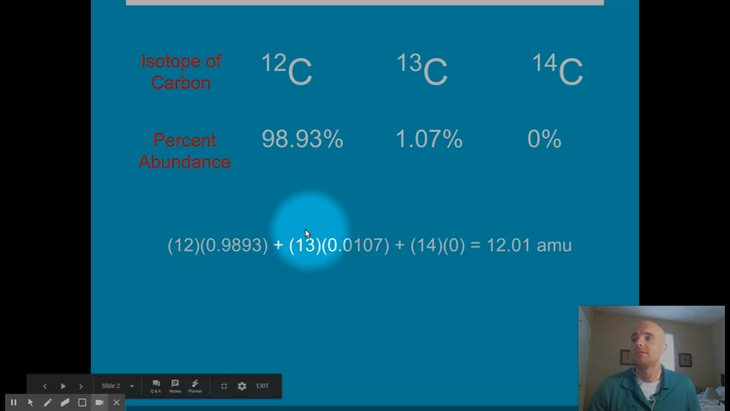And then I added my next term, which is carbon-13, multiplied by my percent value. And then if I went ahead and threw in the next term, which is 14 times 0, which we know will be 0. Once I type the entire thing into the calculator, it will give me 12.01, and my units are AMU.